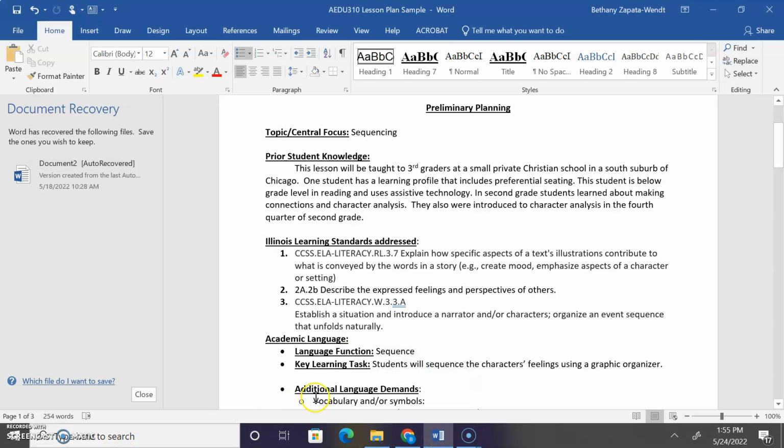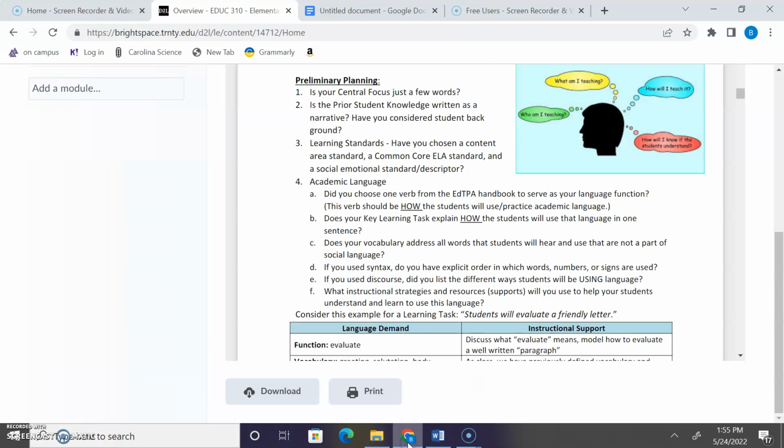If I go back to my checklist and go to key learning task, how students will use that language in one sentence. So the language refers to this verb, this academic language that you chose. So how will students sequence in one sentence? And that's all you have to put for that. Make sure it's one sentence. Make sure that you reiterate how your students are going to do the verb that you selected as the language function.